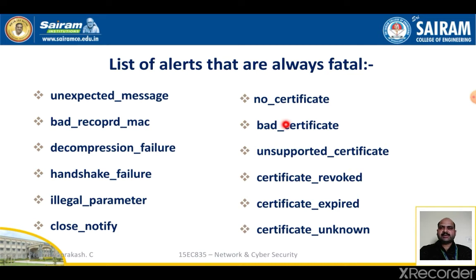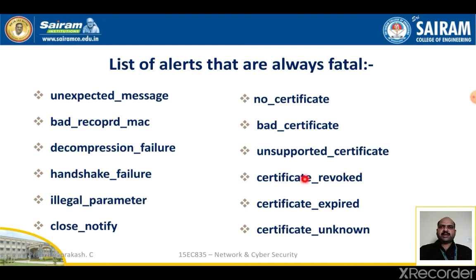Bad certificate. Bad certificate is nothing but a received certificate that was corrupt, for example, it contained a signature that did not verify, or the signature may not be available. Such a certificate is going to be called a bad certificate. And next one, unsupported certificate. The type of the received certificate is not supported for processing. That is going to be called unsupported certificate.